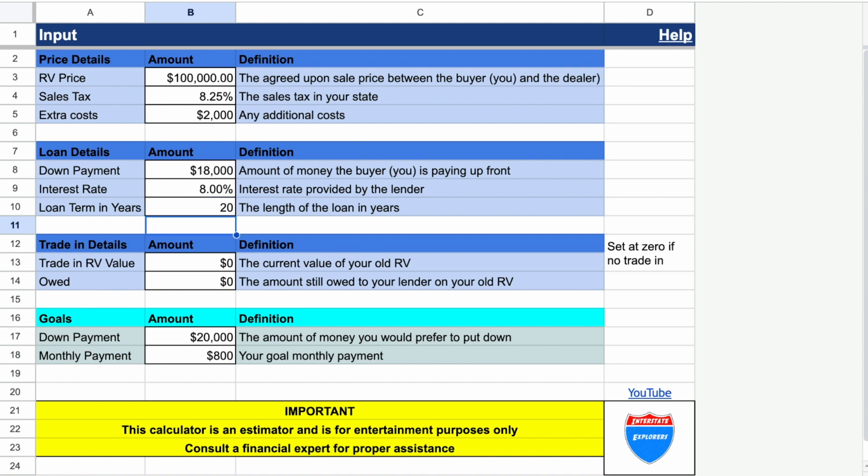The final thing we're going to put in is our loan term, which we're going to say is 20 years. RV loan terms are going to vary based on the type of RV you're purchasing. $100,000 is going to be a pretty large and expensive RV, and they're typically going to give you a longer loan term for an RV of that size.